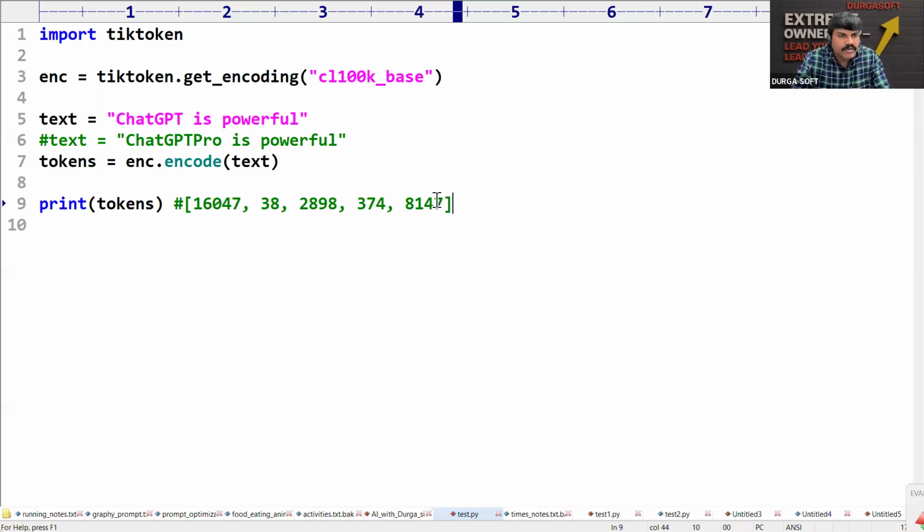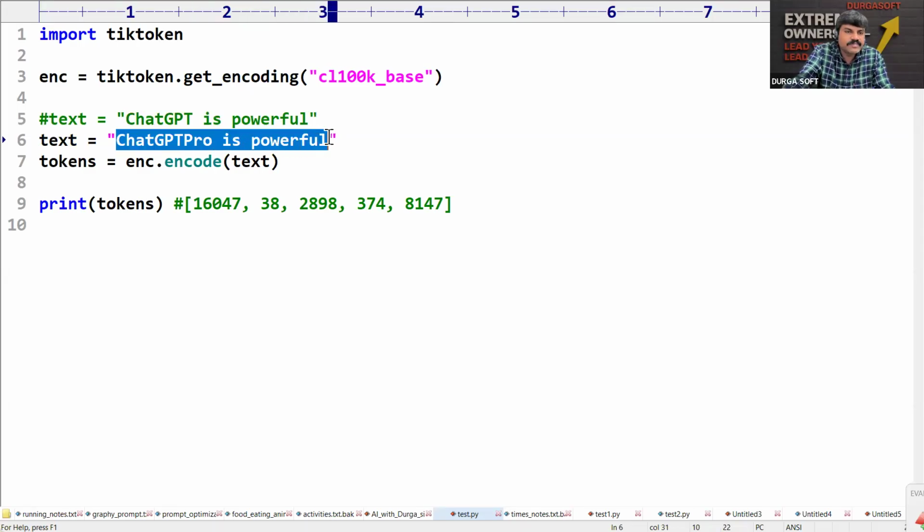Don't think that in GPT the tokens get generated based on the number of words. Don't feel like this. Just for understanding's sake I explained, but don't think that the number of tokens is itself based on the number of words. Just a small example I will suggest to you. Where is the proof for that? Let me comment this out. Let me take this.